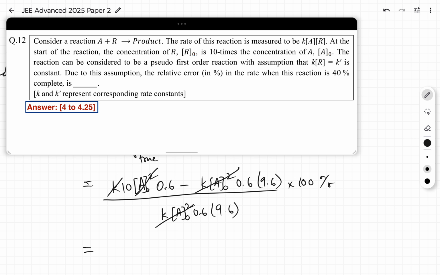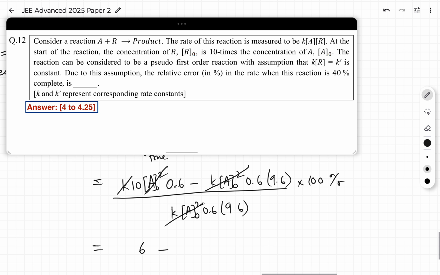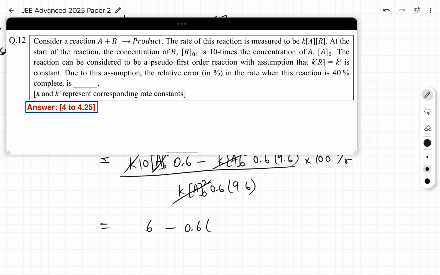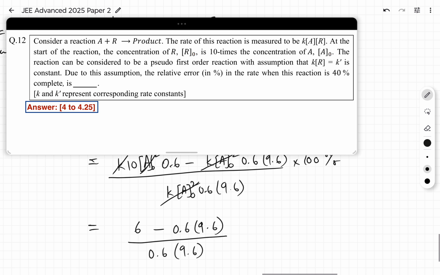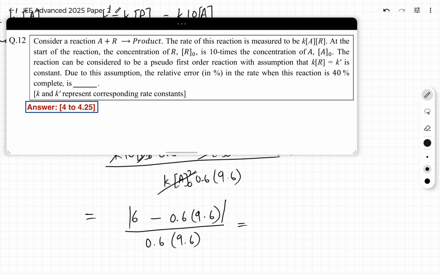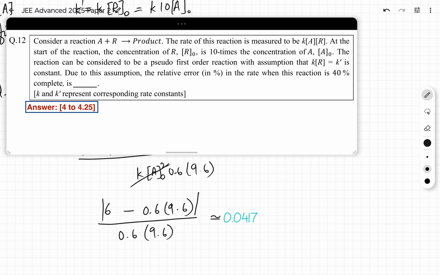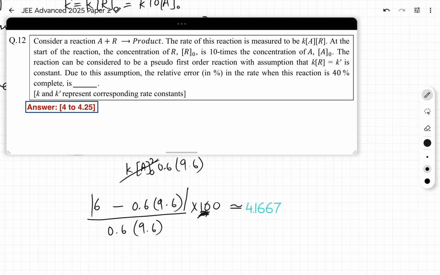10 times 0.6 is 6, minus 0.6 times 9.6, divided by 0.6 times 9.6, will be 0.0417, and times 100 will give us the relative error in percentage, which will be 4.16.